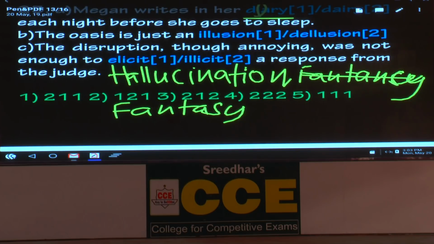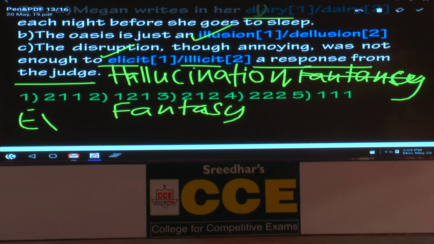Shall I move on to the next one? So what is the answer here? Illusion is the answer. The disruption, though annoying, was not enough to elicit a response from the judge. Elicit. Write the meaning of the word elicit. Elicit means extract. Write the word extract. To take out. Elicit. And usually it goes with the words, underline, a response.